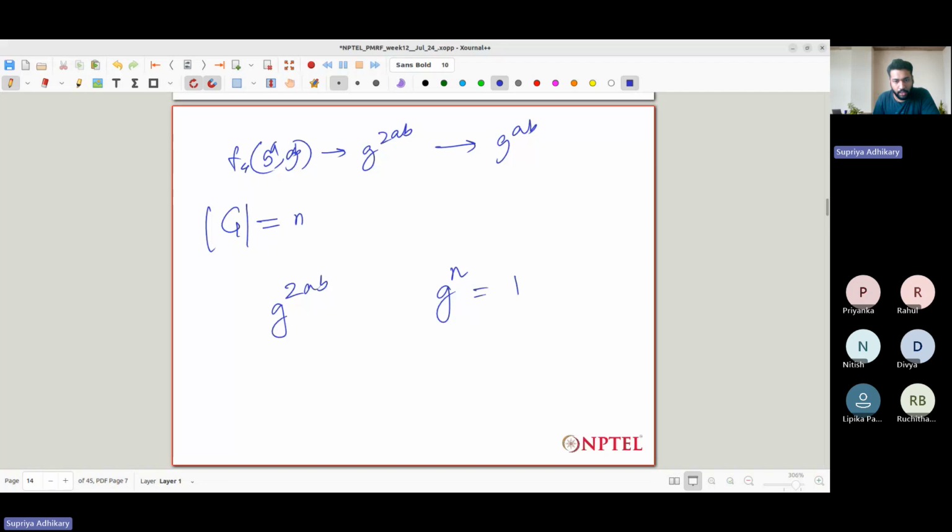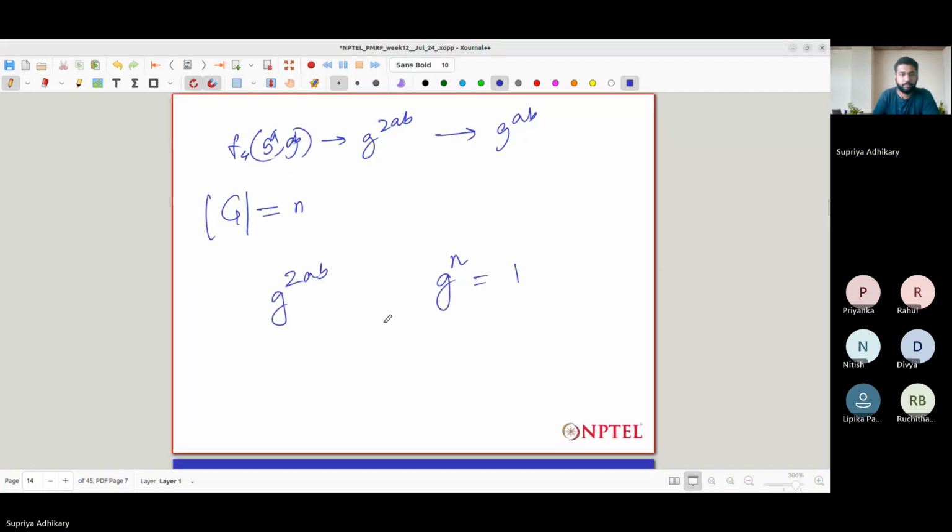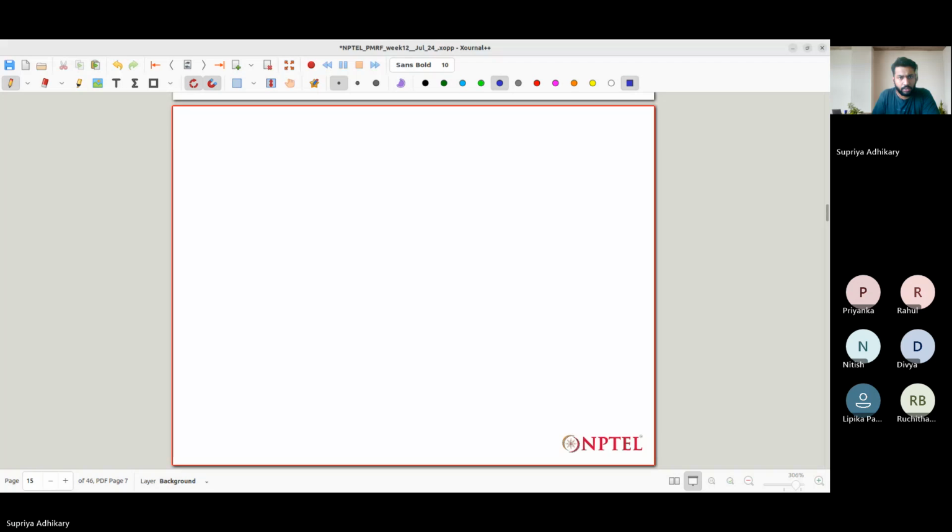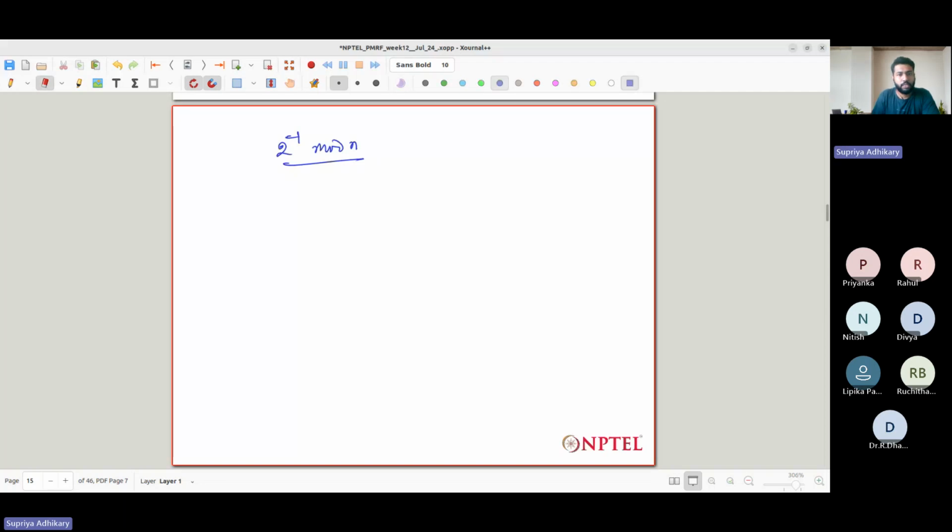Now what we will do is find 2 inverse mod n. So let us consider b to be the 2 inverse mod n. That means that 2 multiplied by b should be congruent to 1 mod n. So in modulus n, we will find this inverse of 2. That is only possible when the GCD of 2 and n is 1, that is, when n is odd.